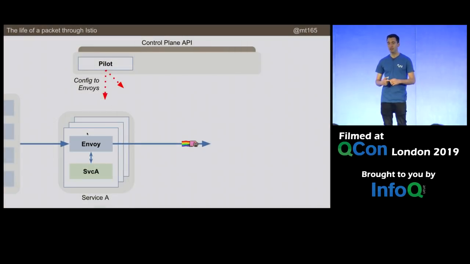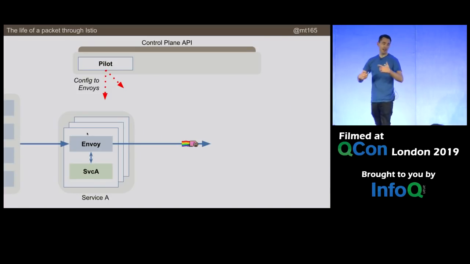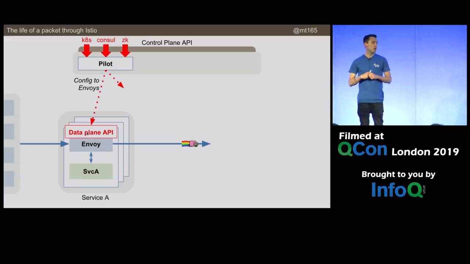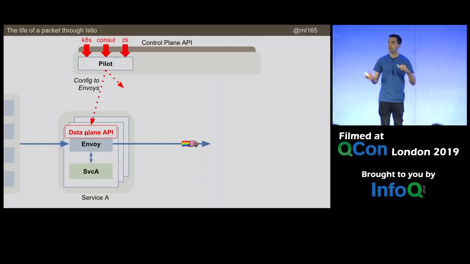As I say, out of the box, it configures them to do default retries and timeouts and all these kinds of things. So that's the Pilot component. How does it get its configuration? Well, it's actually got a bunch of adapters. So Pilot is the interface to your environment.